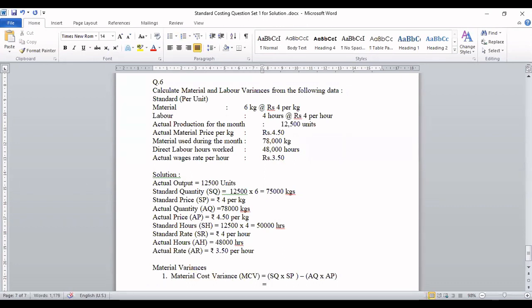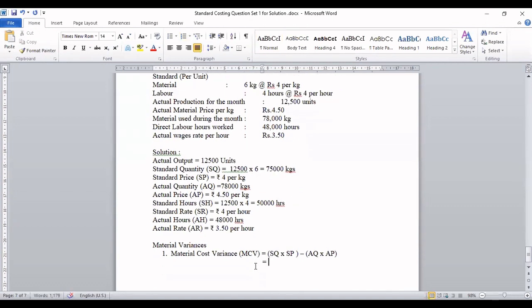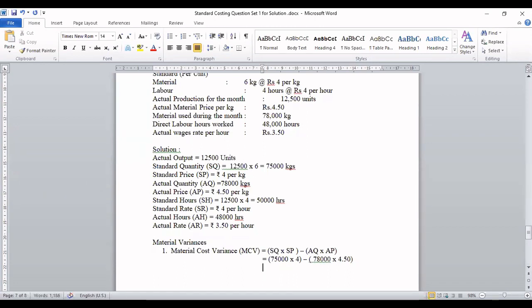Now tell me the values. 75,000 into 4. And the actual one: 78,000 multiply by 4.50. Very good. Now tell me the answer: 51,000 adverse. Is everyone getting the same adverse? Okay.